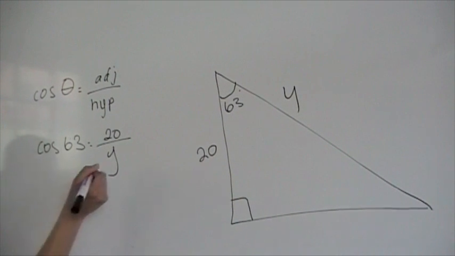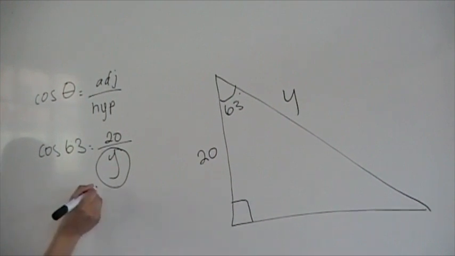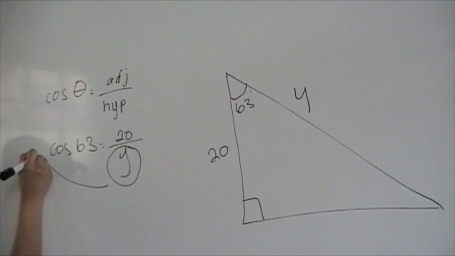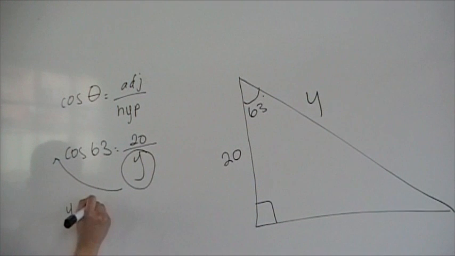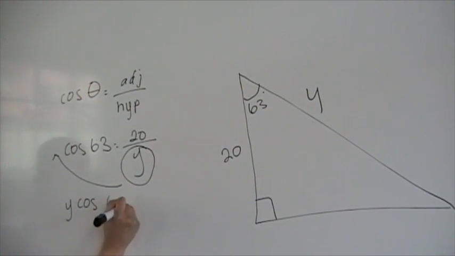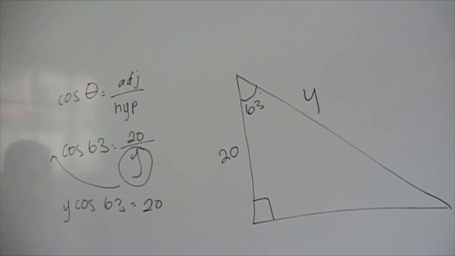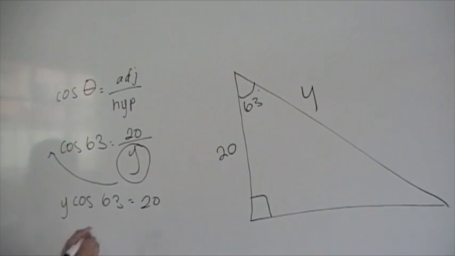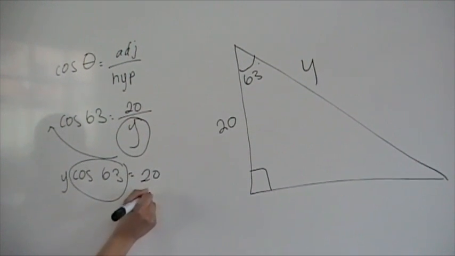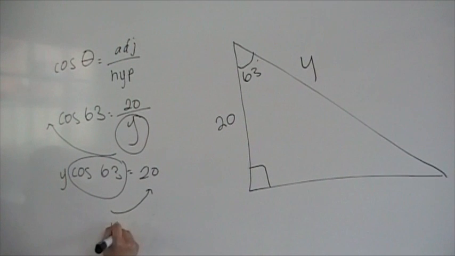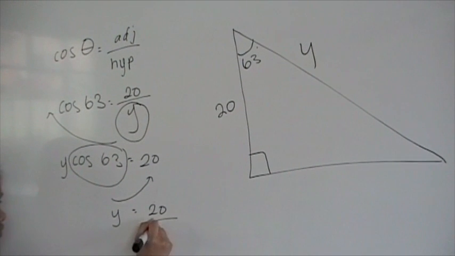To solve this equation, we need to leave y alone. To do this, we need to move the denominator y to the left-hand side of the equation and put it in front of the cos. It then becomes times. As we have said earlier, we need to leave y alone. To do this, we need to move cos 63 degrees to the right-hand side of the equation, and then it becomes divided by.